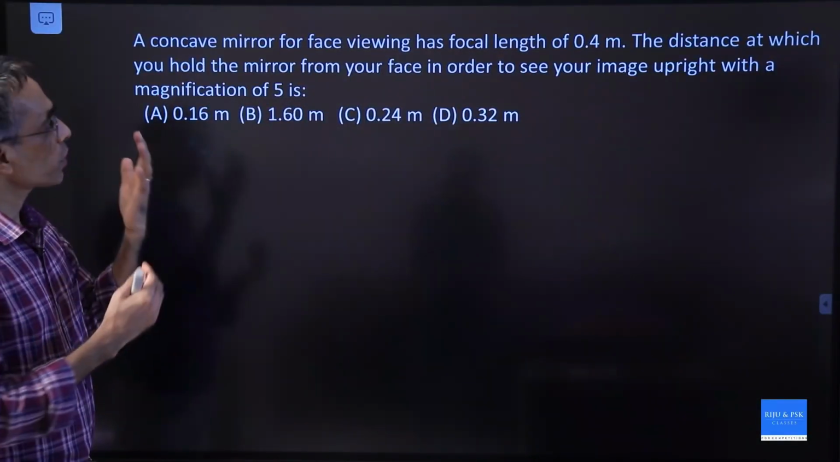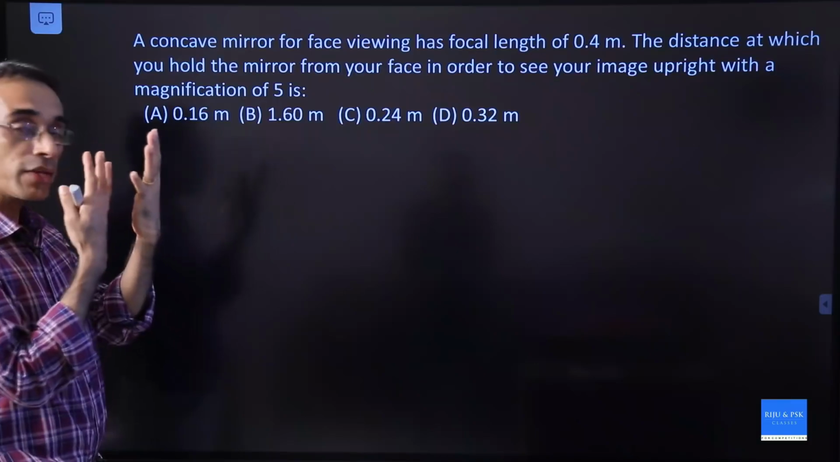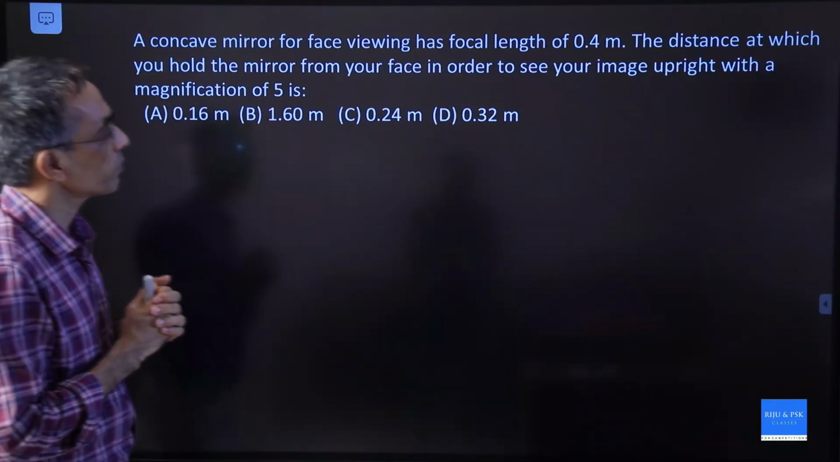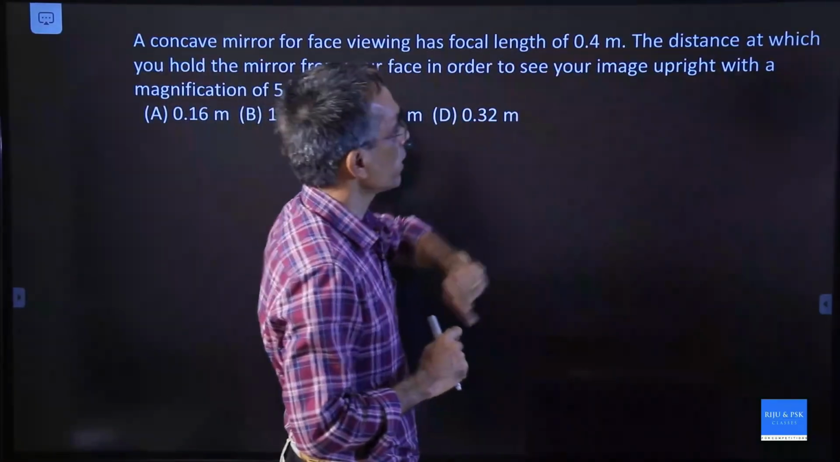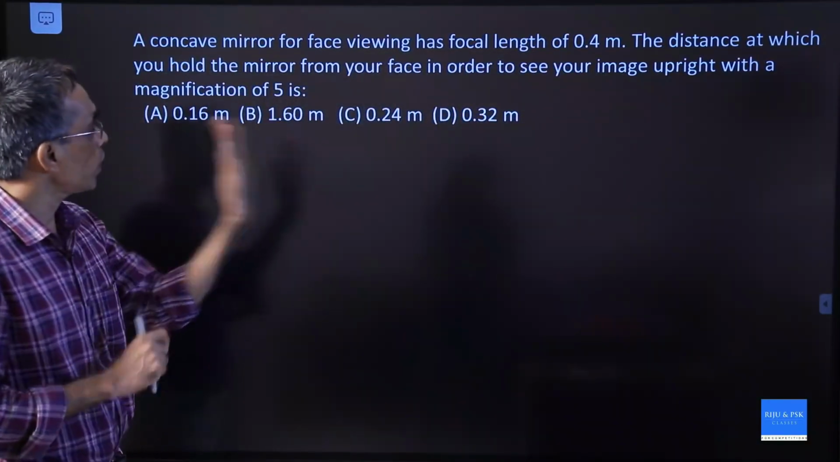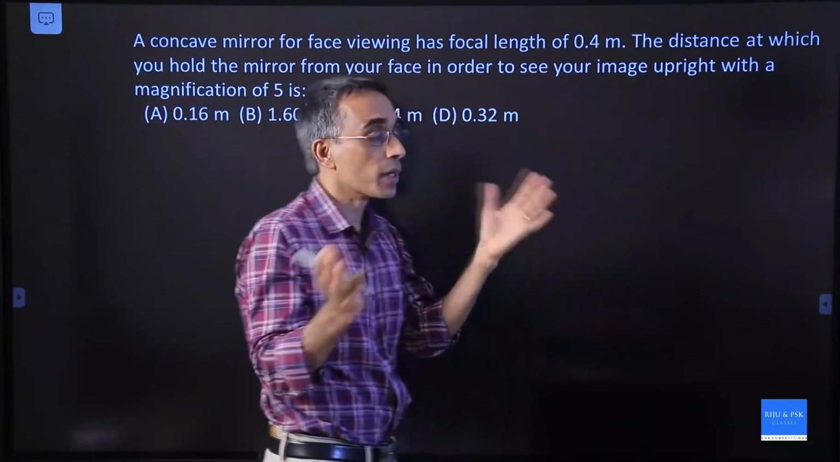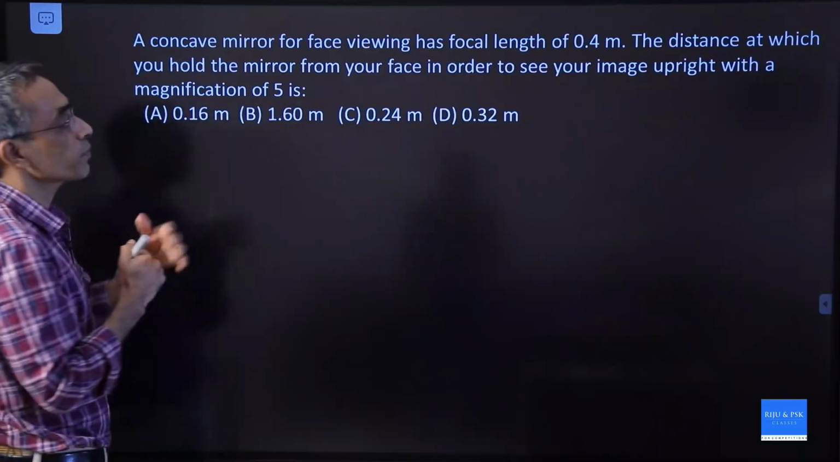Concave mirror for face viewing. For shaving purposes we use a concave mirror. When we place it closer you can see the face larger. Focal length is given. The distance at which you hold the mirror from your face in order to see your image upright, it should be upright with a magnification of 5.